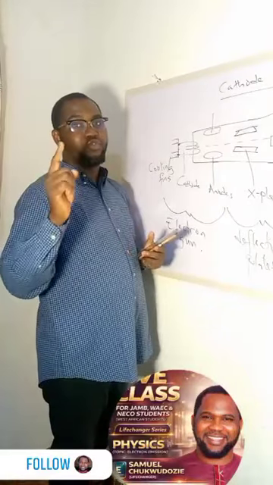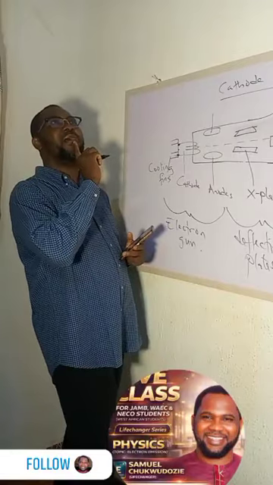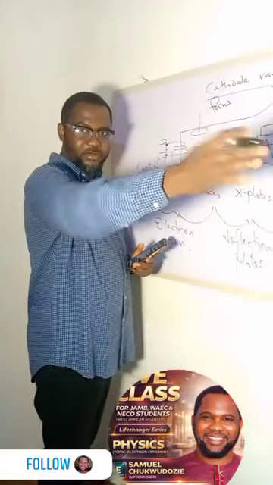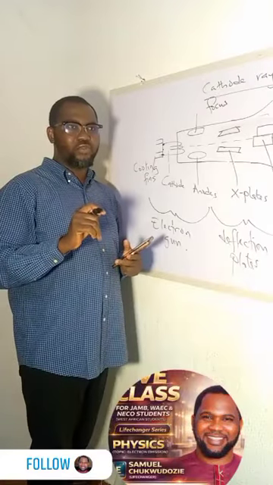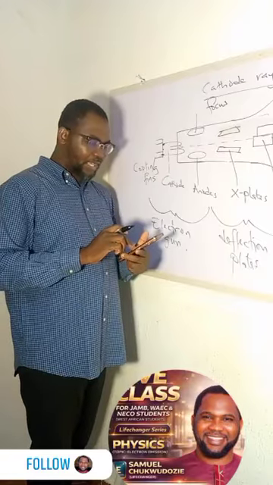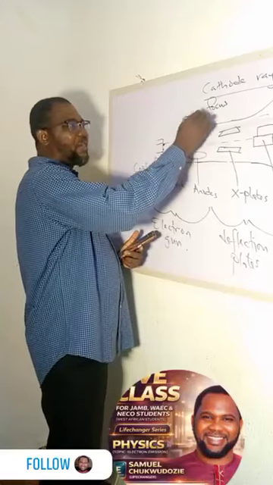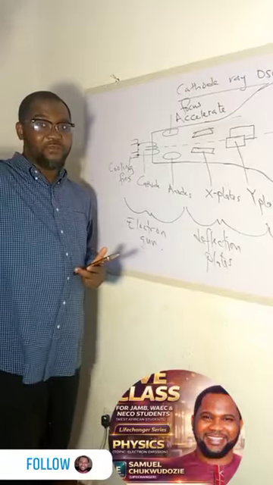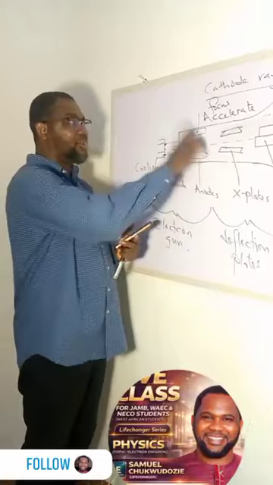Now the anodes here have two jobs. The first one is it serves as a focus. What that means is that it helps to focus the electrons. Hello, are you with me? It helps to focus the electrons. Then secondly, it also helps to accelerate the beam. That means to accelerate it, and the way it accelerates is by the high voltage. The higher the voltage, the faster the electrons become. Okay? And that is the job of the anode.